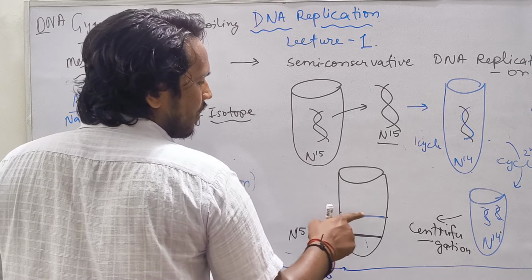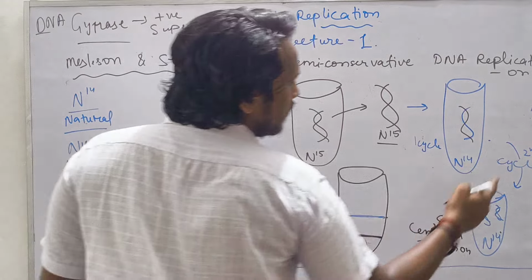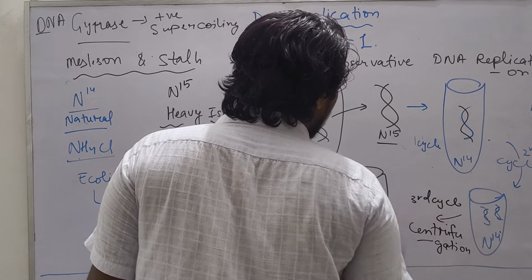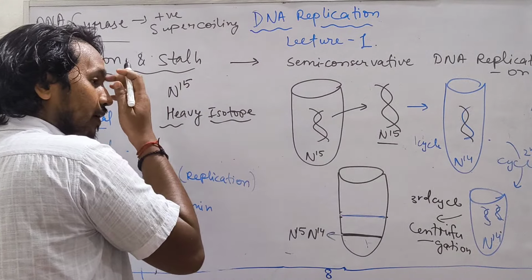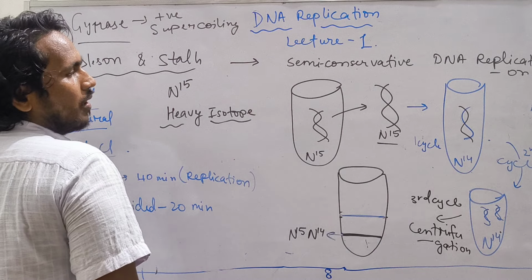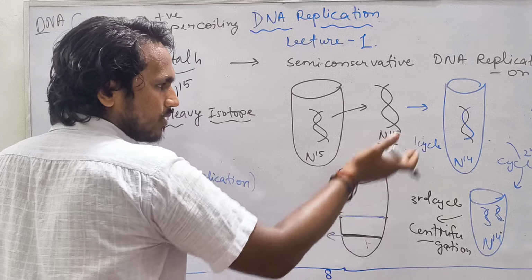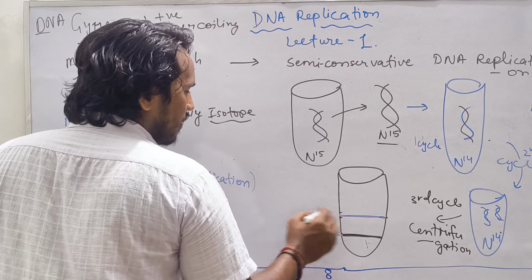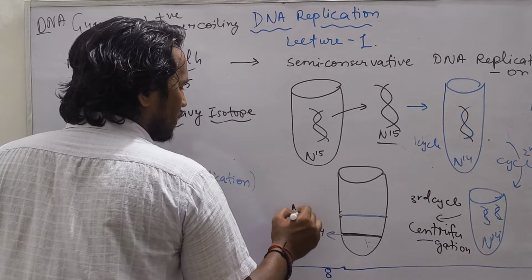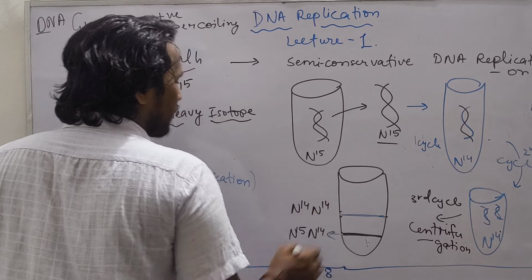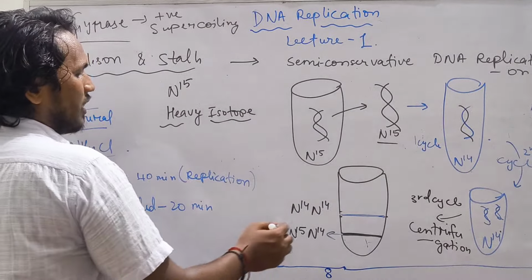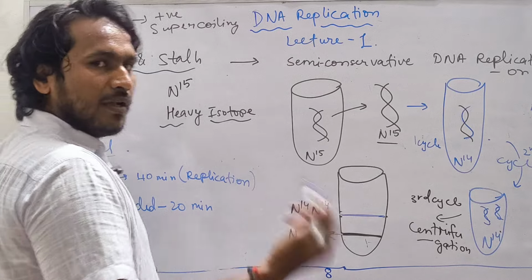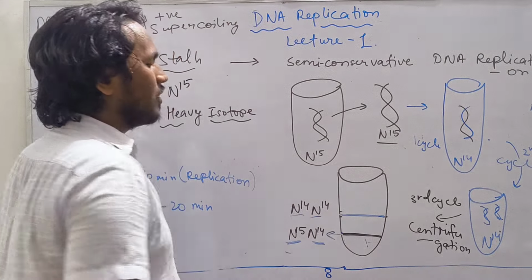Make it one more cycle. You add a third cycle. In the third cycle, you will also get two bands. In the second cycle also you will get two bands. Now in the third and second cycle, the lighter band which is above consists of only N14, N14. So it is possible because of the semi-conservative mechanism. This N15 is coming from the parent, and this N14 is coming from the new strand. These two new N14 are also new strand.